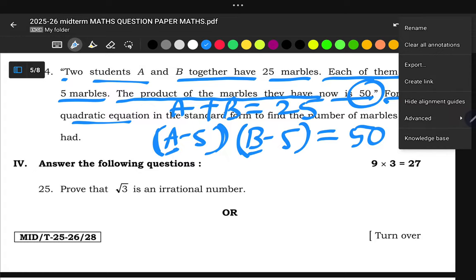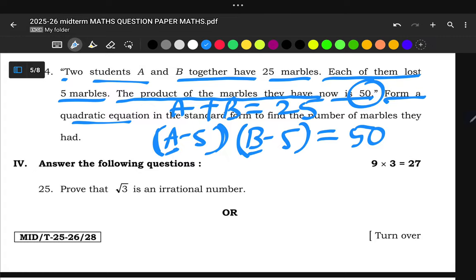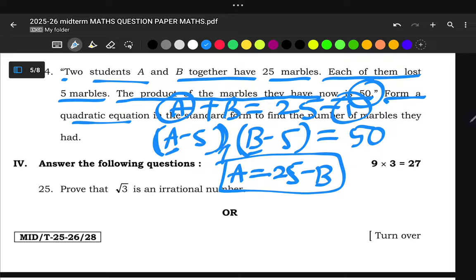Convert anyone into one variable, or express A in terms of B. It means A is equal to how much? How will we write here? From equation 1, A equals 25 minus B. Now put the value of A in equation 2.